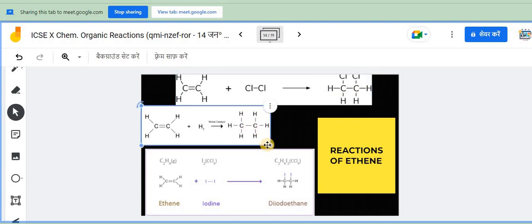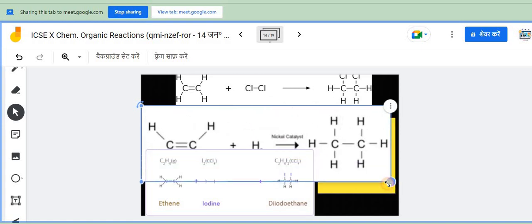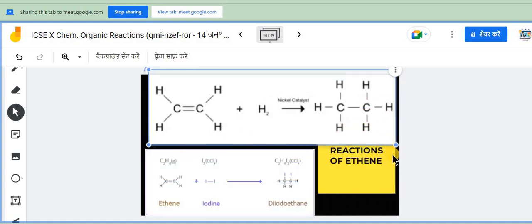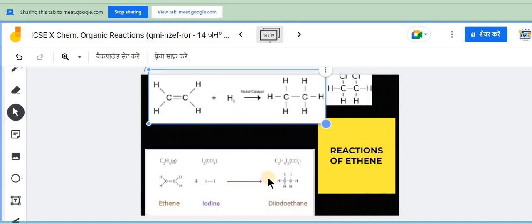Now, let us take this question. Can you see here? Ethene is there. We are adding hydrogen. I will increase the size so that you can see it clearly. So, tell me, this reaction, ethene plus hydrogen in the presence of nickel catalyst, hydrogen is added. This type of reactions are called addition reactions. Here also we need a temperature of 250 degrees Celsius approximately, so 250 to 300.